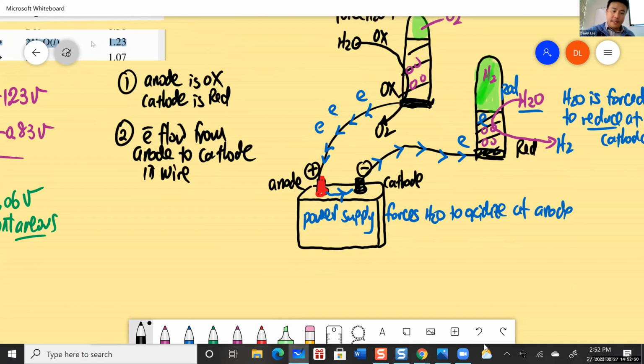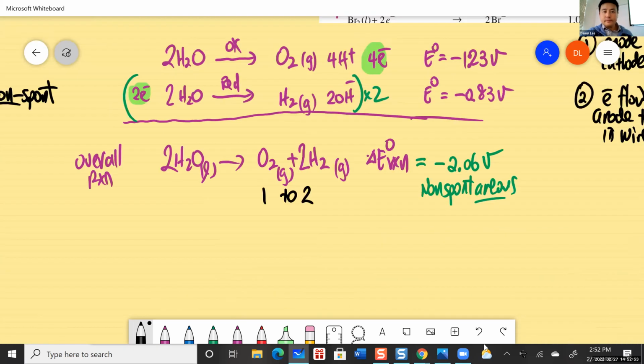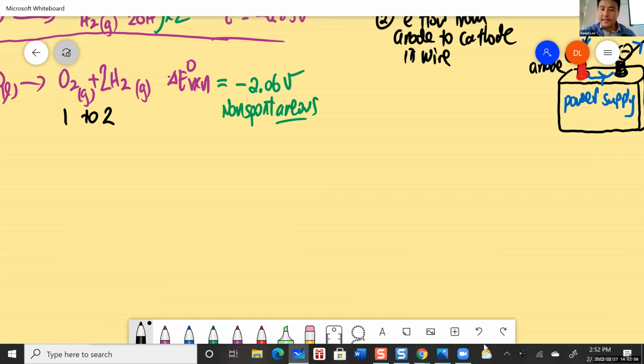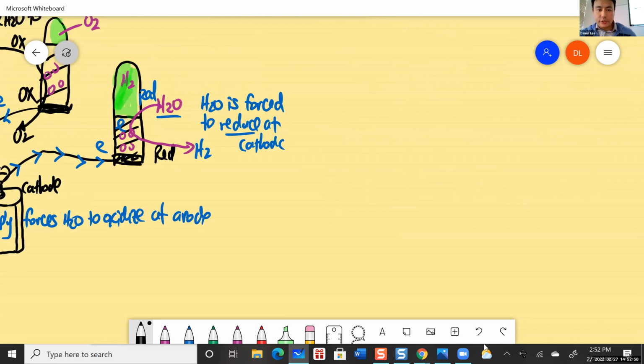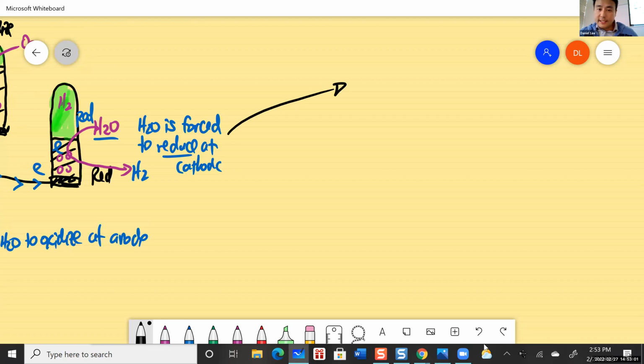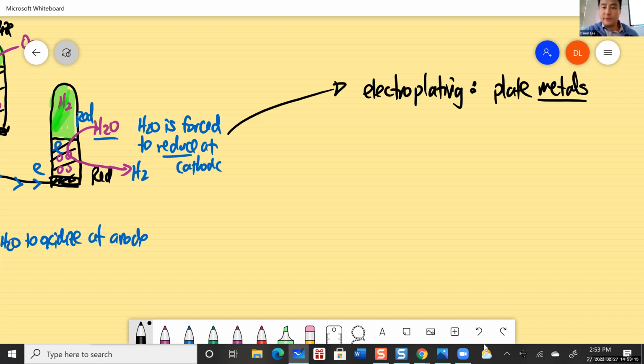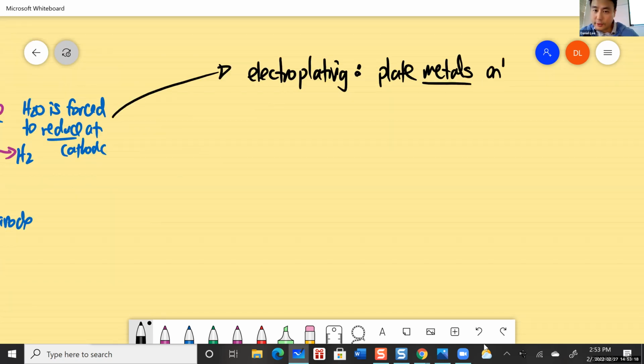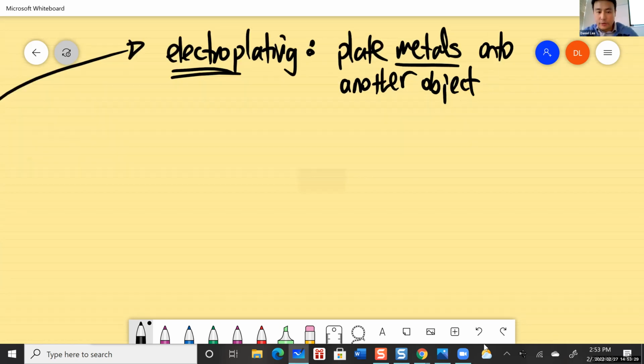Okay, so some example would be some application. One of the most common applications for electrolysis is something called electroplating. Electroplating is to plate metal, yeah? Metals, like a silverware, the cheap one, not real silver, to plate metals onto another metal, yeah? Another object or something, yeah? So we can use electrolysis, something called electroplating. So for example, I can do this. Let's say you can do this at home.